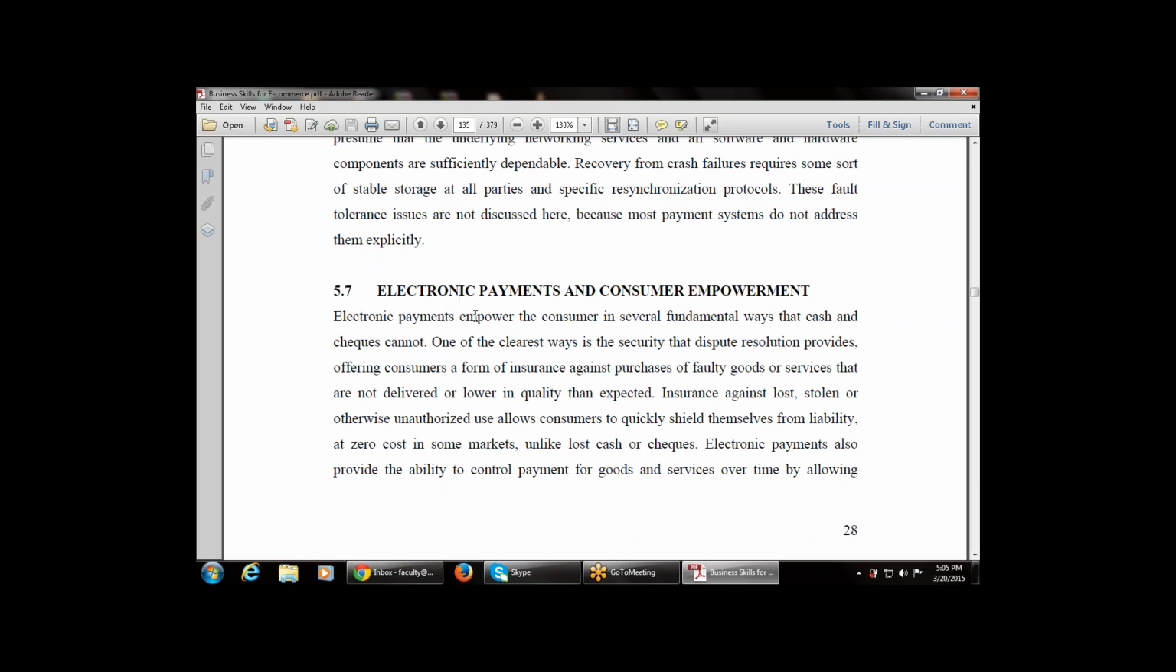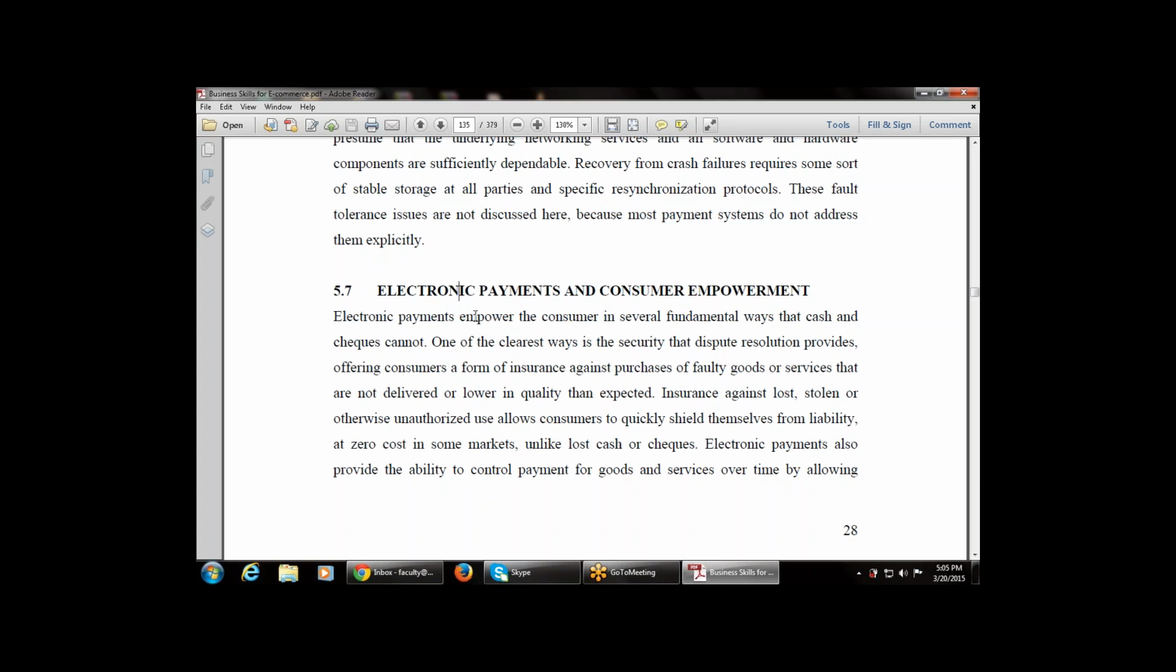One of the clearest ways is security, that is, dispute resolution. This also provides a resolution facility, offering consumers a form of insurance against purchasing faulty goods or services that are not delivered or are lower in quality than expected. So this is one of the clearest ways of security: there must be dispute resolution.